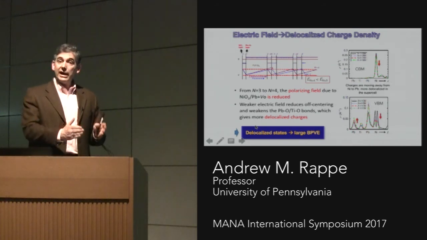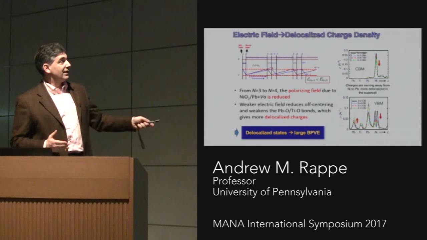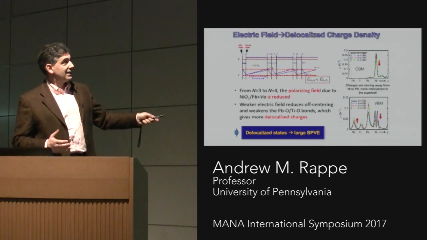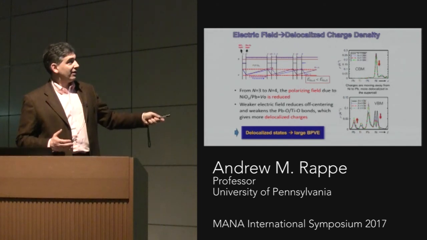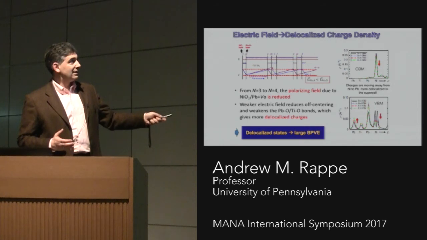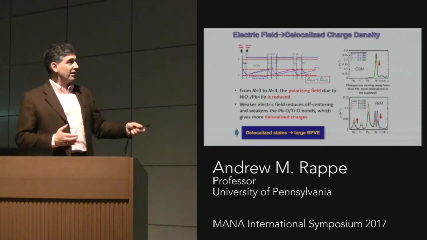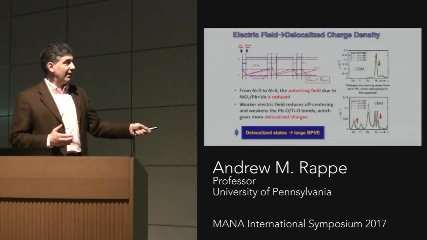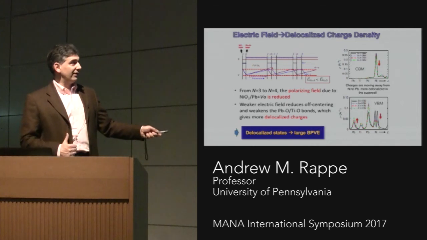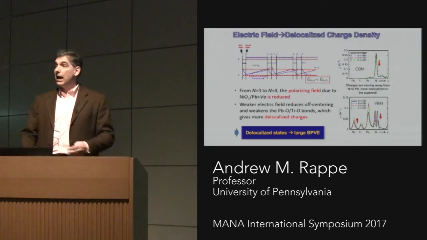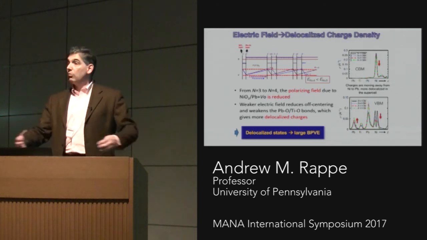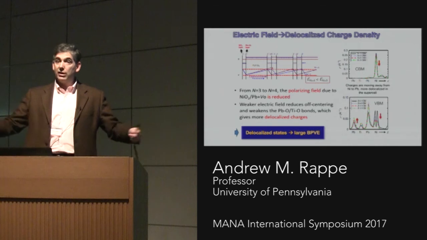The nickel-oxygen layer provides a dipole. So you can think of this as a potential drop. Do you see here? And it's the same whether there's 3 or 4 titanium layers. But if there's only 3, you get a large potential drop in the lead titanate part. If it's 4, that's spread out further and it's gentler. The polarizing field is reduced. And this weaker electric field reduces the off-centering and weakens the bonds, which makes the charges more delocalized. And if you have a wave packet effect, you want the electronic states to be more delocalized.